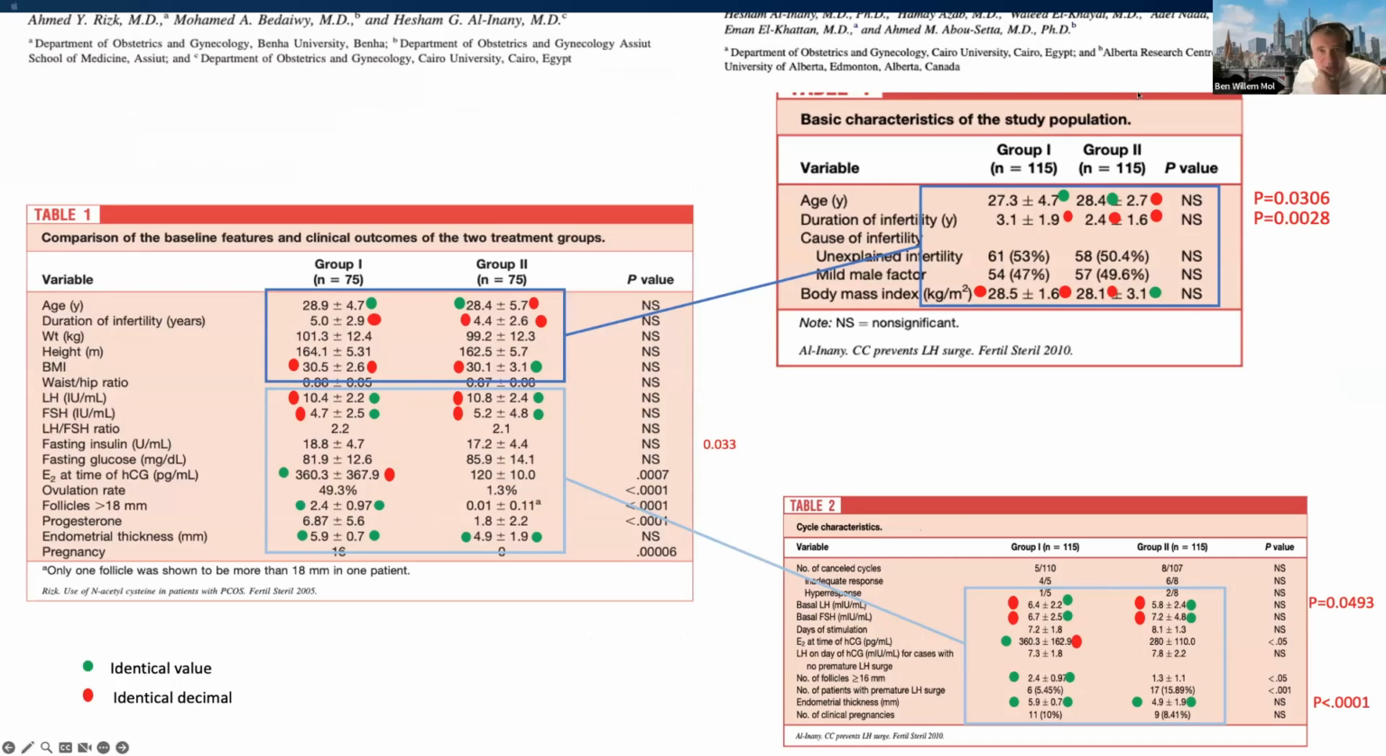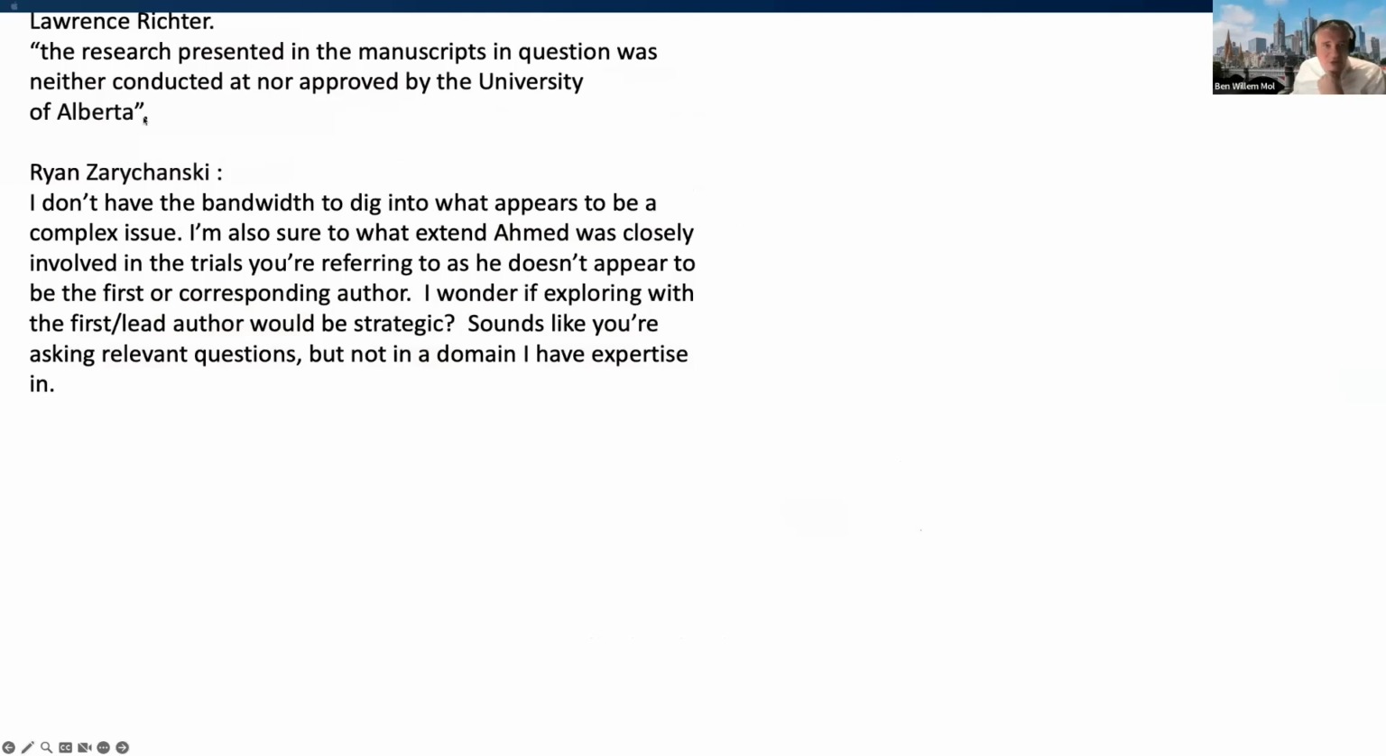As this affiliation is in Canada, I wrote to Alberta, and the dean wrote back to me: the research presented in the manuscript in question was neither conducted nor approved by the University of Alberta, so I am not going to do anything about it. But this last author, Abu Seta, actually had an appointment in Alberta when it happened. And with this logic, you can investigate no zombie trials because they have obviously never been conducted ever.